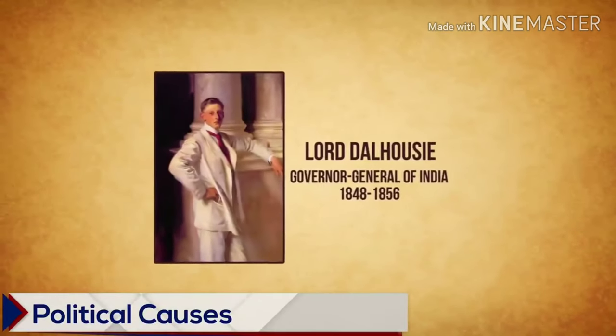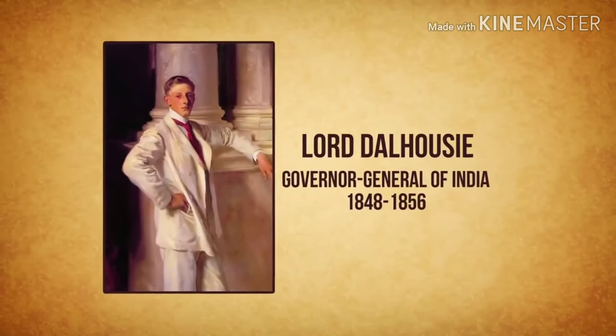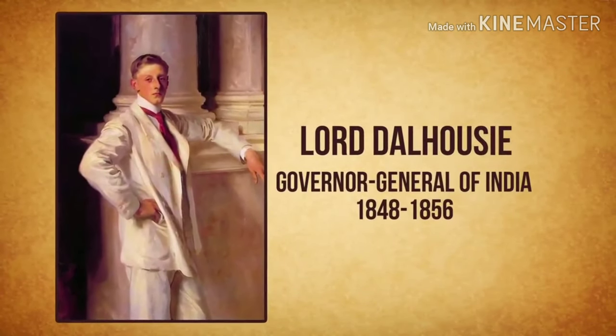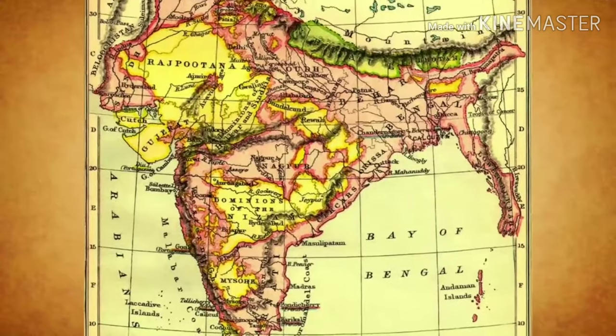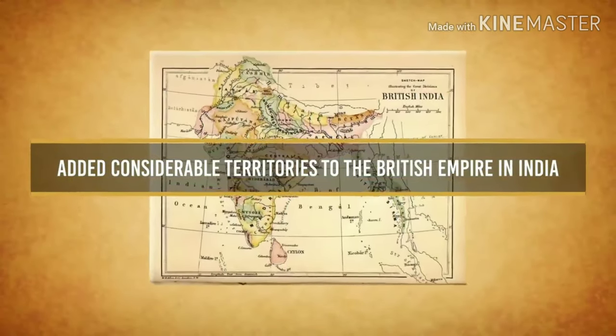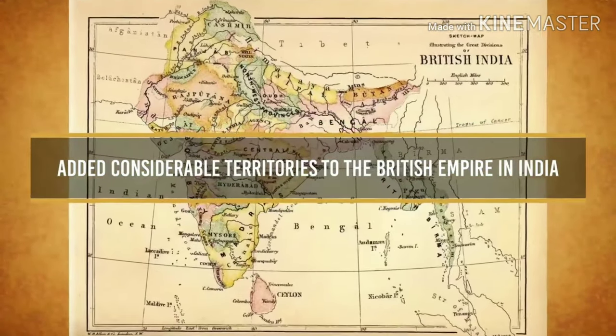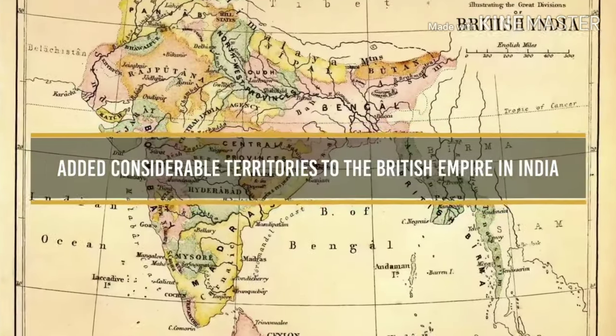Causes of the Revolt. Political causes. Lord Dalhousie was the Governor General of India from 1848 to 1856. Under him, the British followed an expansionist policy in India. Dalhousie, through his policies, had added considerable territories to the British Empire in India.